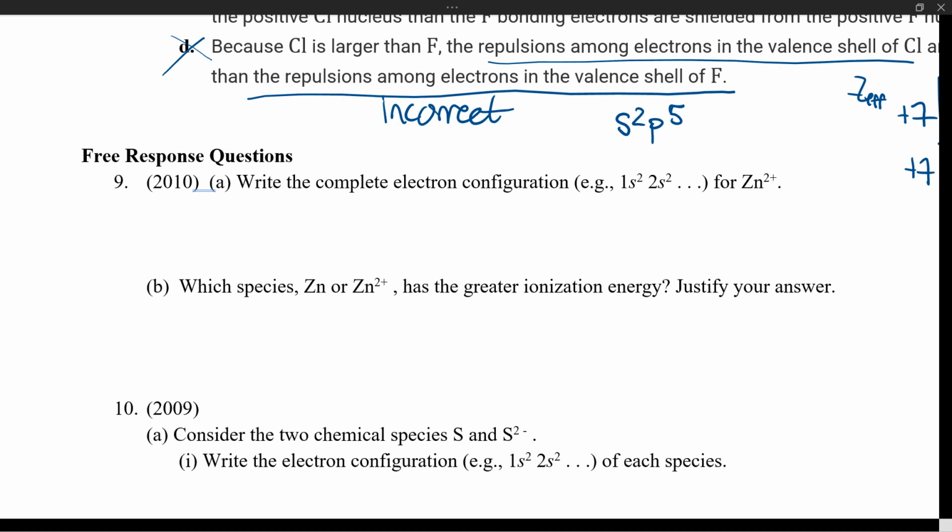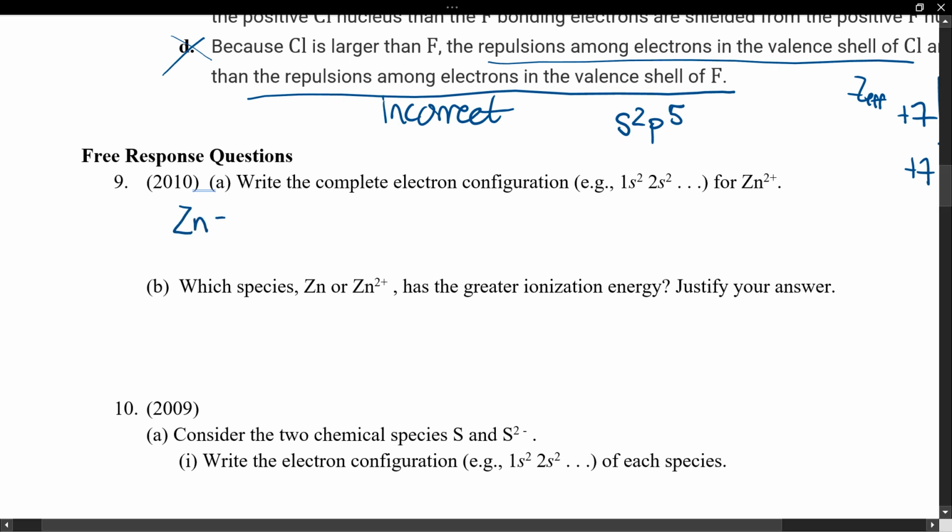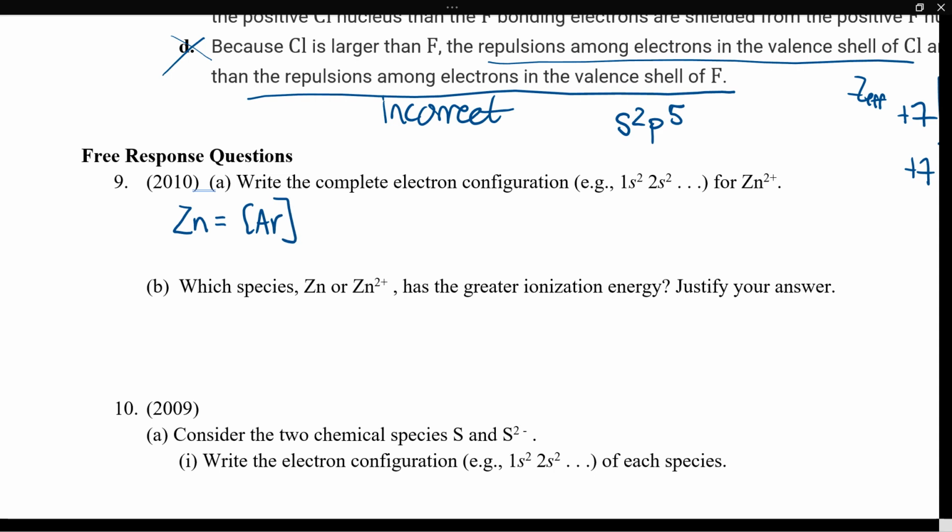So this one, write the electron configuration for the zinc ion. First I'm going to write out what it would be for neutral zinc, and I'm going to use the noble gas shortcut. The previous noble gas was just argon, and I'm in row 4, and then it's 3d10. So that's neutral zinc.